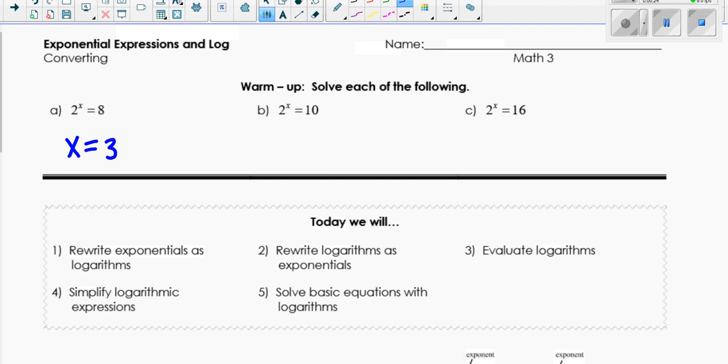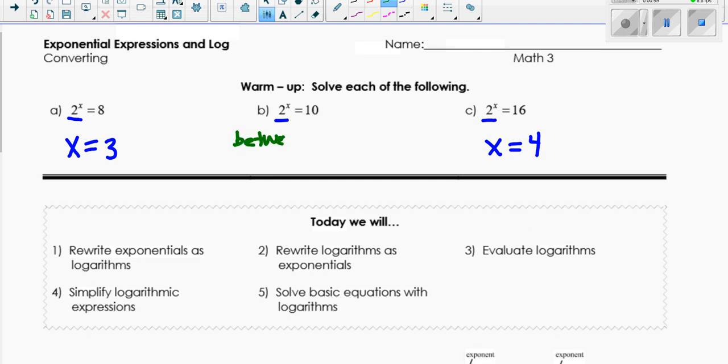I'm going to skip B. And if we look at 2 to the something power equals 16, well, that would be 4. Notice that in A, in B, and in C, the base of our exponent is 2. So in A, we're saying 2 to the something power is 8, and in C, 2 to the something power is 16. So we've raised 2 to the third, we've raised 2 to the fourth. It would make sense that logically then 2 to the something would be 10, and that it would have to be an x value between 3 and 4.